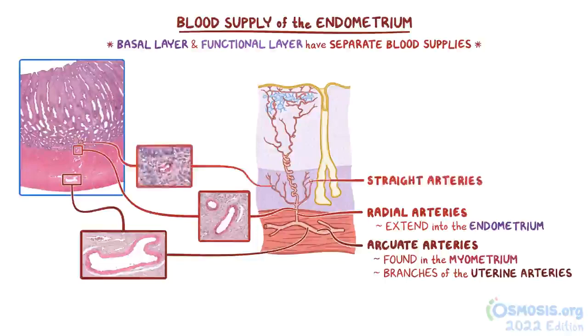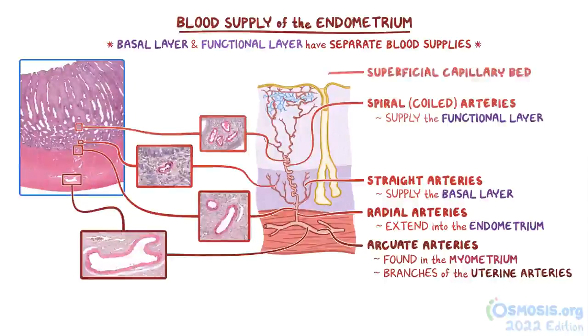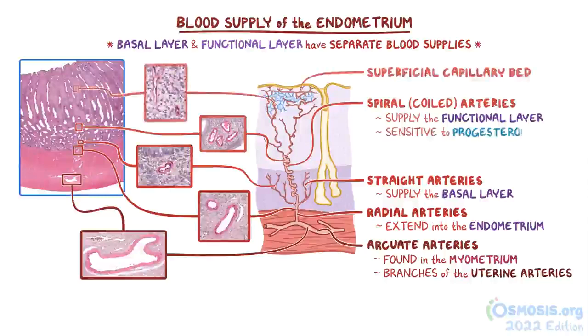The straight arteries supply the basal layer, and the spiral or coiled arteries pass through the basal layer but only supply the functional layer. The spiral arteries will branch further to become the arterioles and dilated terminal capillaries that form a rich superficial capillary bed. The distal portions of spiral arteries are sensitive to progesterone, so they'll rapidly grow as the functional layer thickens during the proliferative phase of the menstrual cycle.